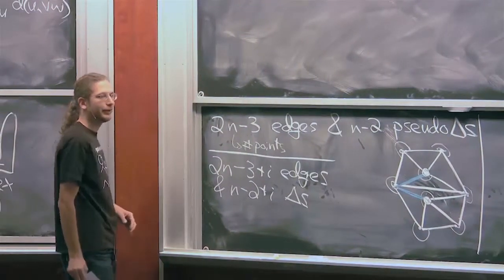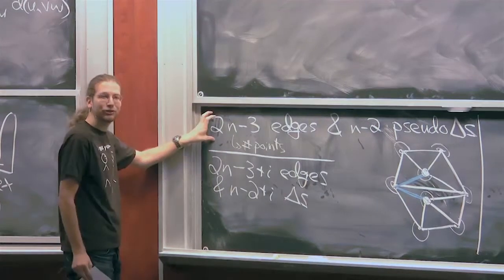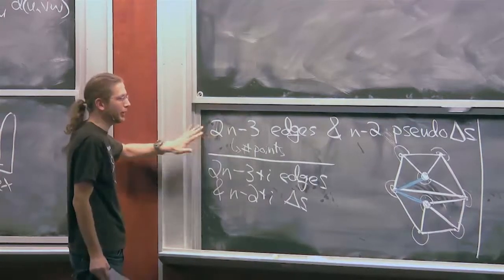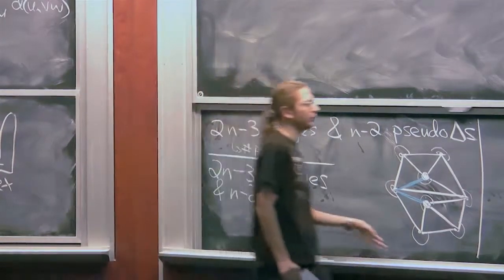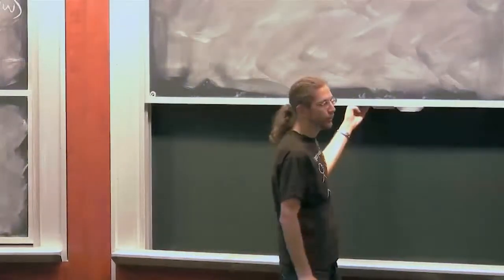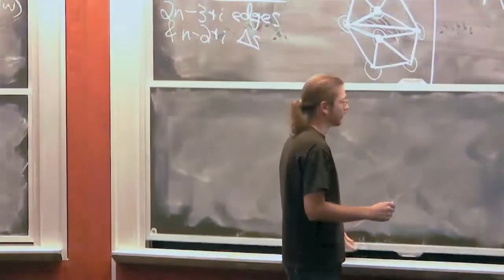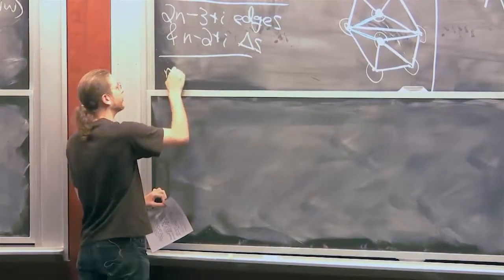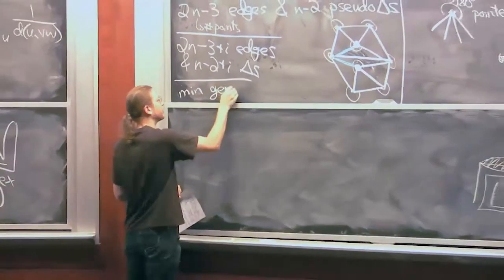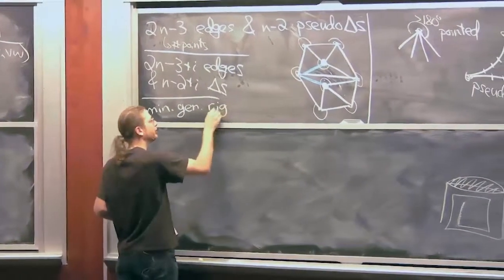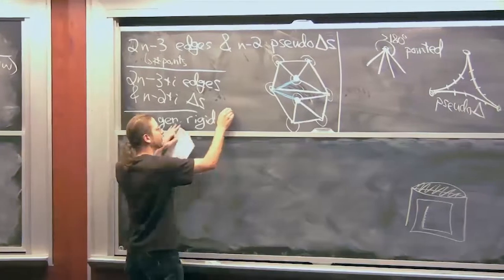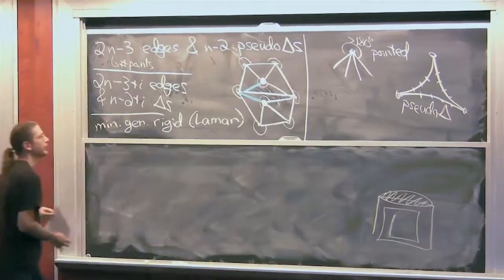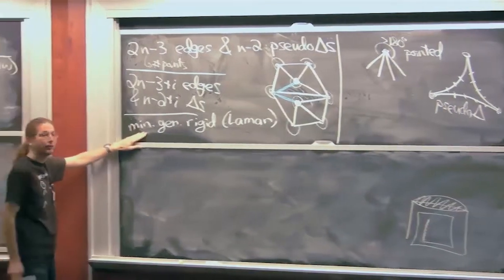In particular, they're minimally generically rigid. This is the number of edges I want for a nice rigid structure: 2n minus 3 is what I should have. Indeed, pointed pseudotriangulations are minimally generically rigid. That's the next thing. This was the Laman condition. We saw a couple of characterizations, but in particular, you can fairly easily prove that they satisfy the Laman condition.